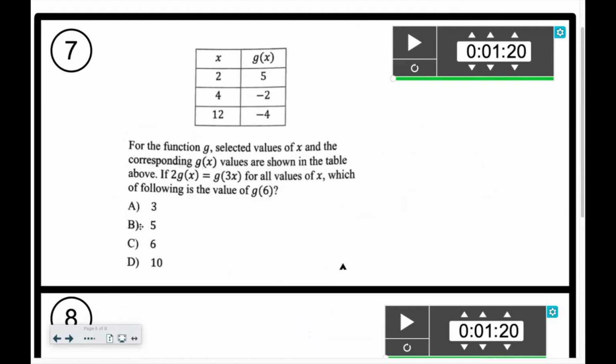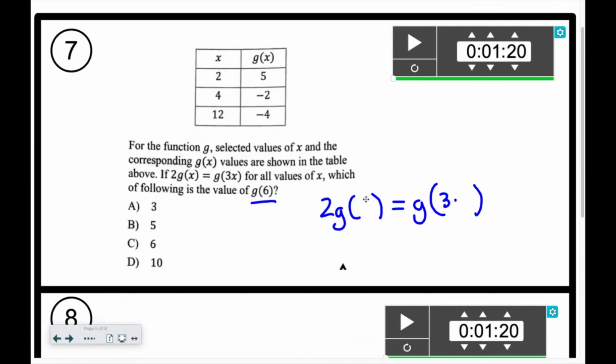Number 7. All right, so we have a function here. So what I'm going to do when I got a function like this, I am going to go right for the answer. Okay. So I am going to find the value of g of 6. So what I'm going to do is I'm going to plug 6 in. Okay, so I have a decision to make. This is a good problem. So I have 2g of something, x, equals g of 3 times that.